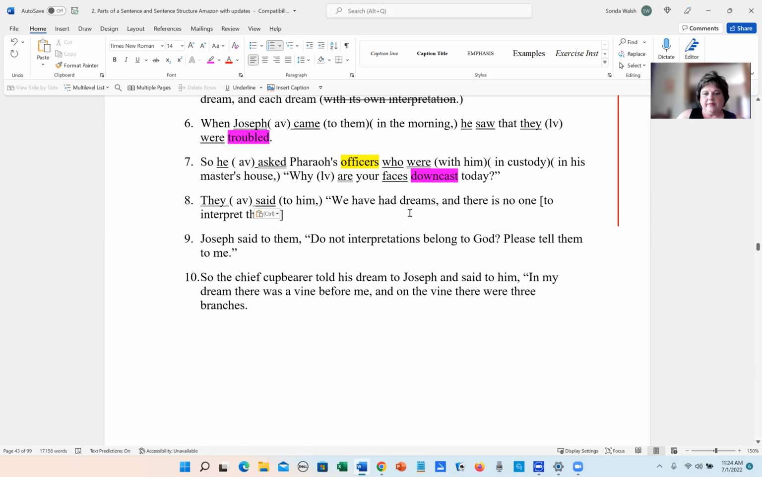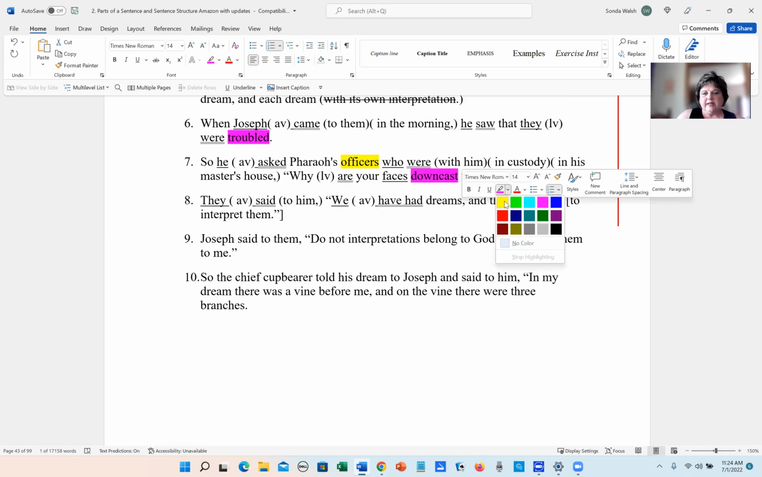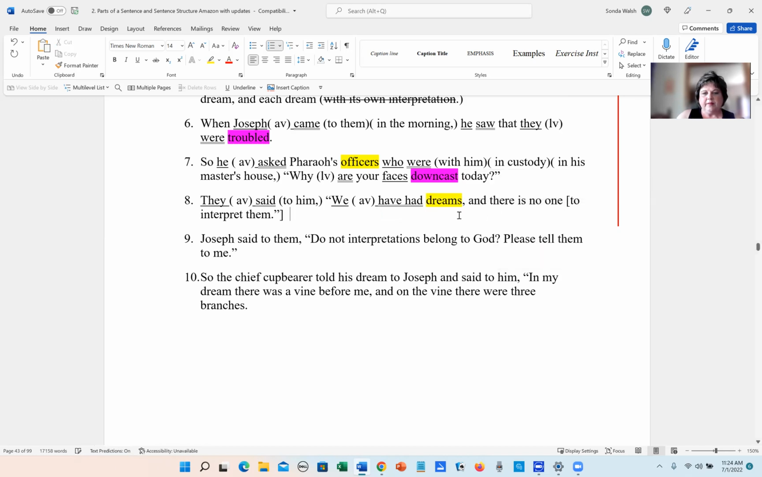We've got this comma, and I always kind of work in between the commas. So if you're ever wondering, stop at the commas. So we is our subject, underline that once. Have had, underline that twice. That is an action verb. We have had what? Dreams. Dreams is a direct object.